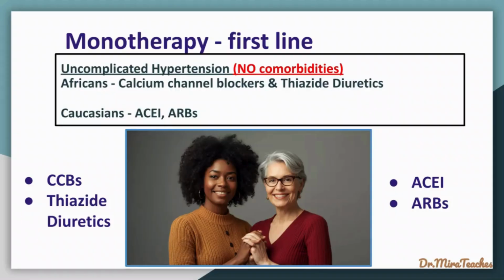However, if the person is a Caucasian, if the patient comes to you, you want to start the patient either on an ACE inhibitor or an ARB. So the African is going to get calcium channel blockers or thiazide diuretics. The Caucasian is going to get an ACE inhibitor or ARB. For ACE inhibitors, you can give lisinopril and all of that. But for ARBs, you can give losartan, candesartan.